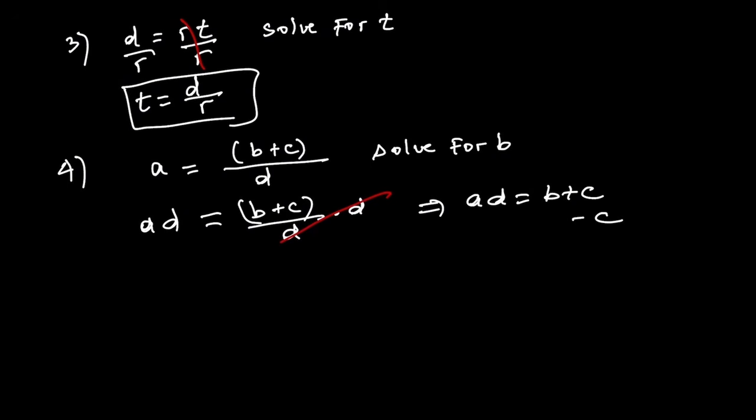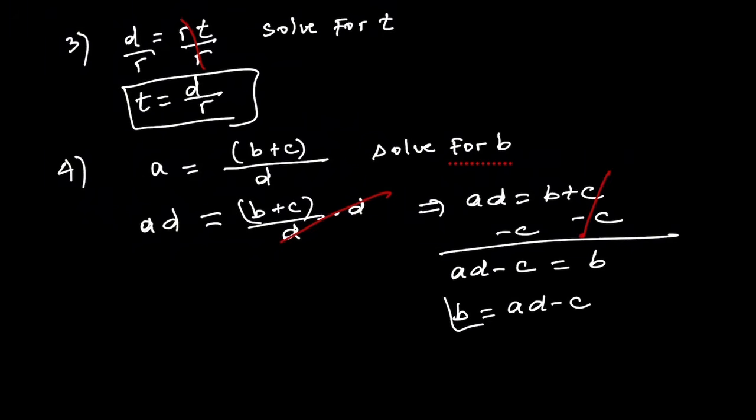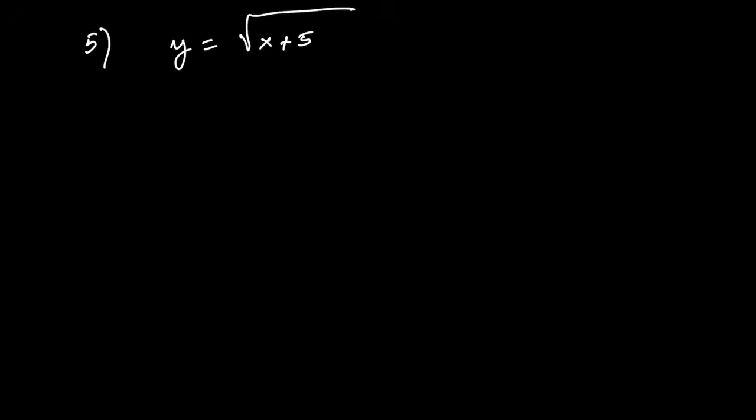Next, subtract C from both sides. We get A times D minus C equals B plus C minus C. The C's cancel on the right. The answer is B equals A times D minus C. Always clear the denominator first.